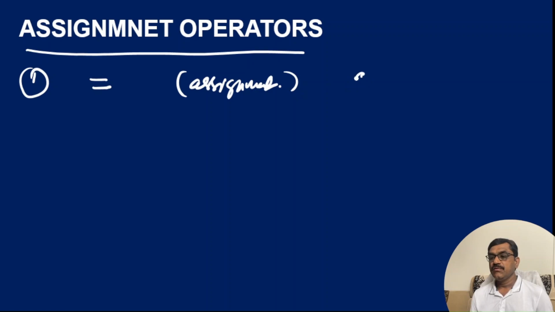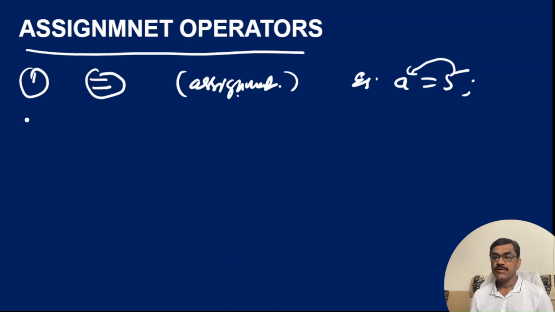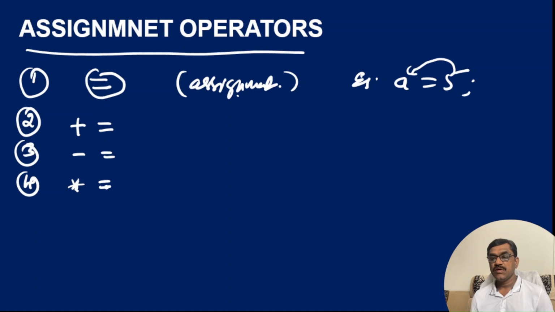For example, we give a equals to 5. So we are assigning 5 to the variable a. But this equals to operator, or the assignment operator, can also be written in another form. We can write plus equals to, third one is minus equals to, fourth one is star equals to, fifth one is division equals to, sixth one is percentage equals to.